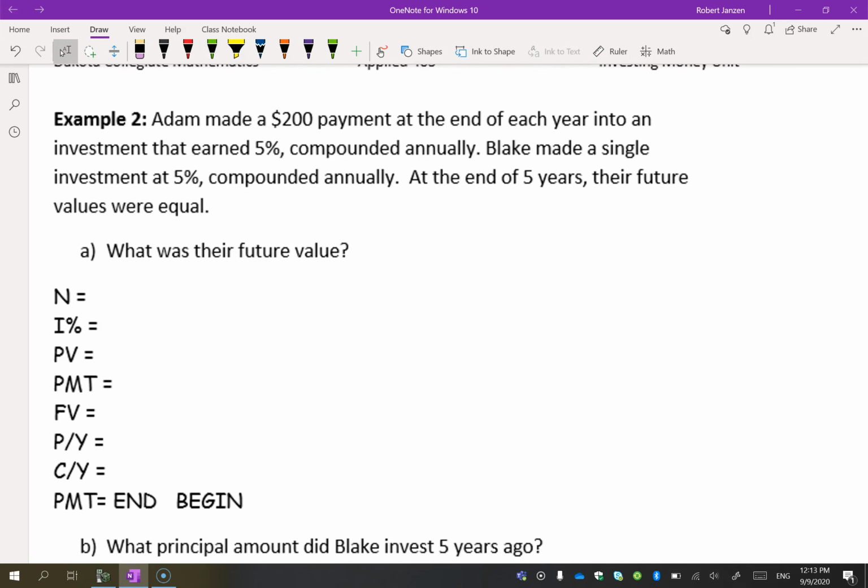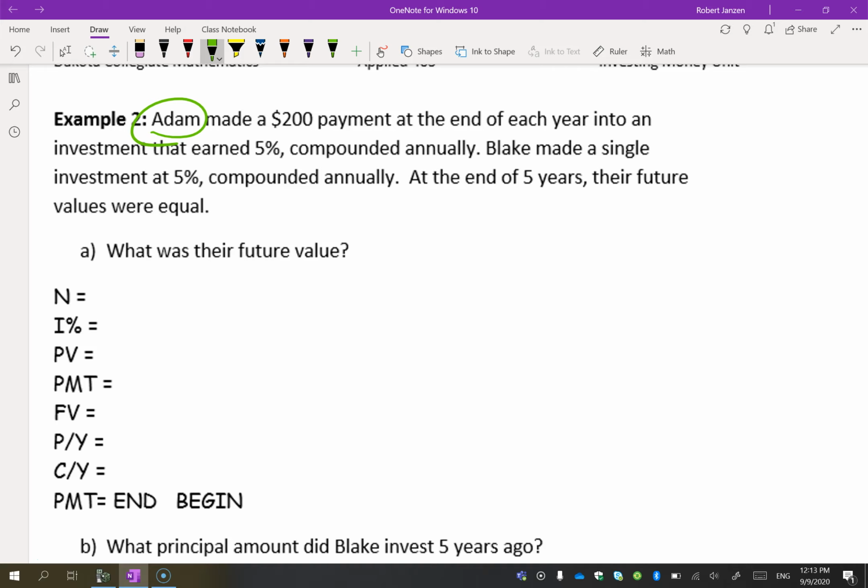Let's try another example. Adam made a $200 payment at the end of each year into an investment that earned 5% compounded annually. Blake made a single investment of 5% compounded annually. At the end of 5 years, their future values were equal. Well, what was their future value? Let's first take a look at Adam, because we know more information about him.